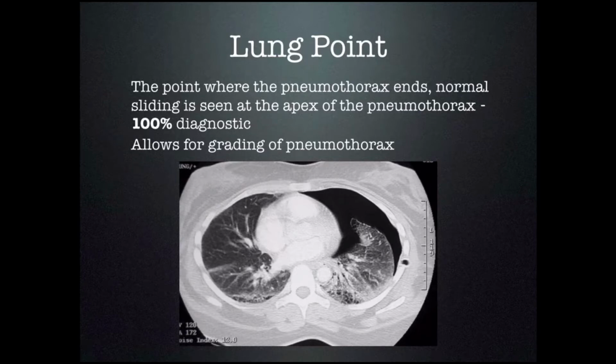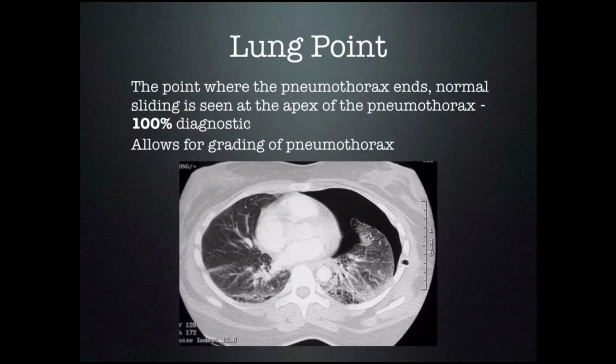It also allows for grading of a pneumothorax because as the pneumothorax gets bigger, you can track the lung point around the chest wall. If you find the lung point in the anterior axillary line, it would be a small pneumothorax. If it's towards the posterior axillary line, that would be a moderate pneumothorax. If you have to go closer to the spine or you can't find it at all, then it's probably a large pneumothorax. You can see here on this picture where the pleural surfaces begin touching one another. This is where the lung point would be seen.